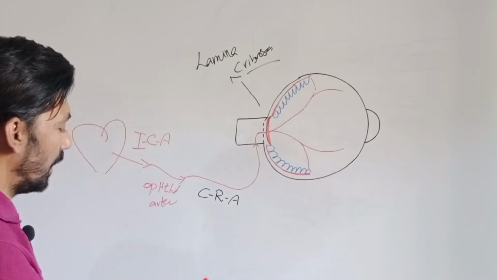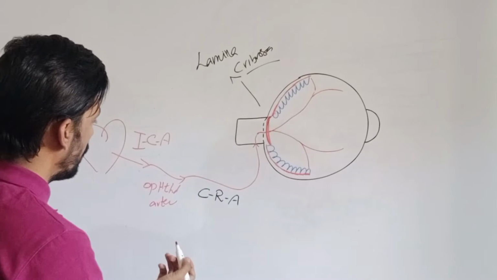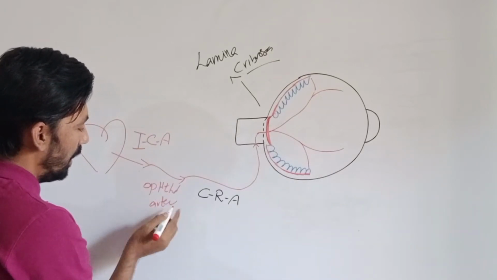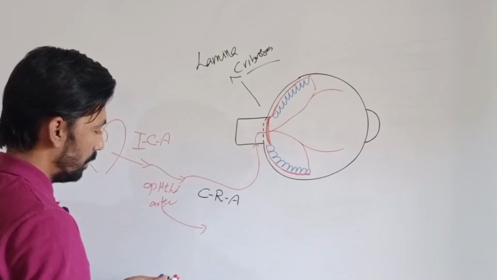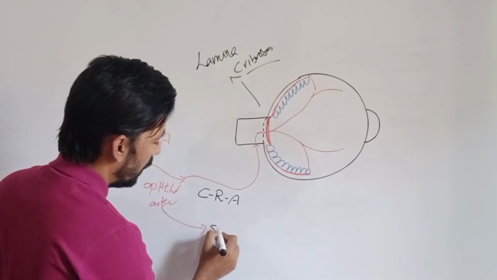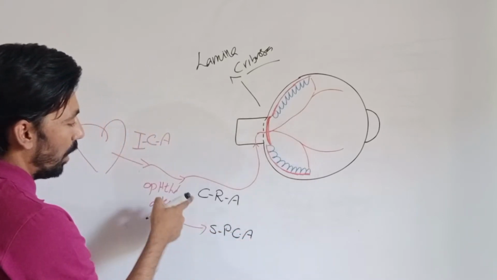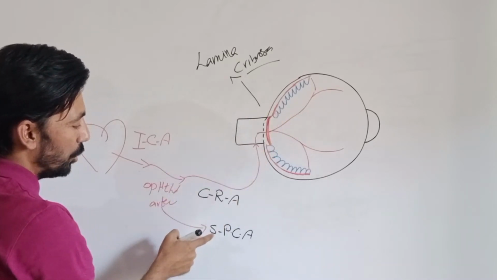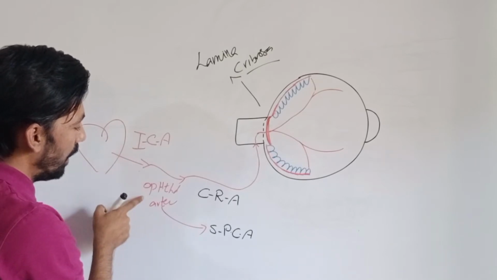And now another supply, which is the short posterior ciliary artery: internal carotid artery, ophthalmic artery, and the sub branch of the ophthalmic artery is the short posterior ciliary artery, right? One of them was the central retinal artery, the pathway is that, and the next one is the short posterior ciliary artery, and it's coming the same way, internal carotid artery and ophthalmic artery.